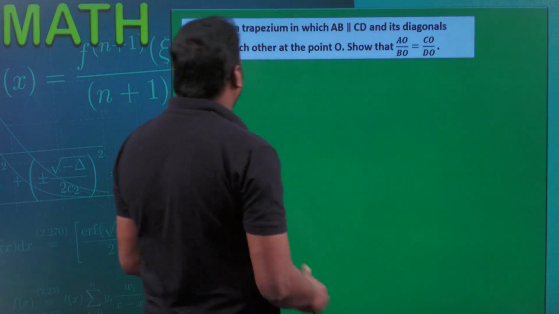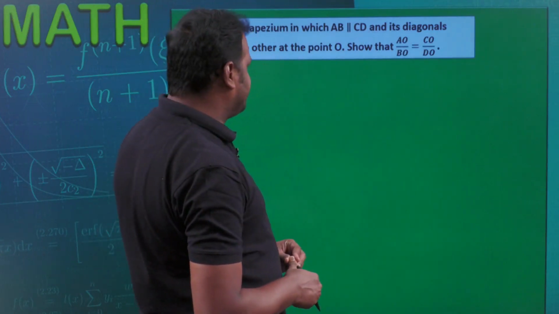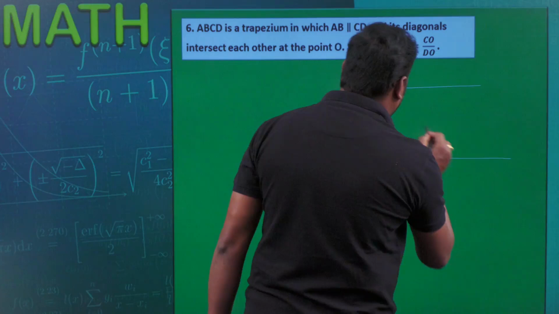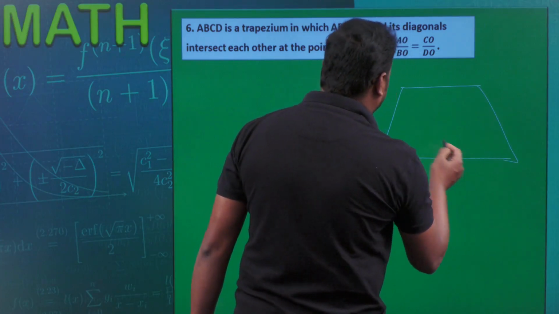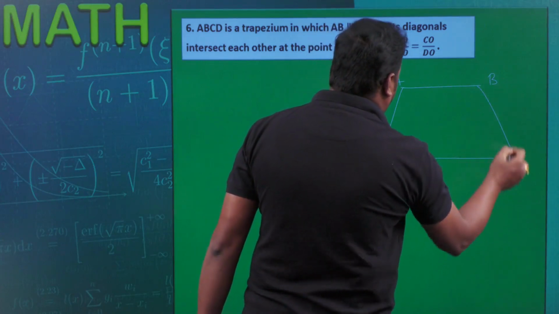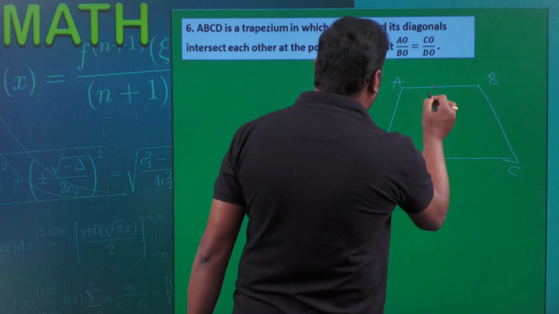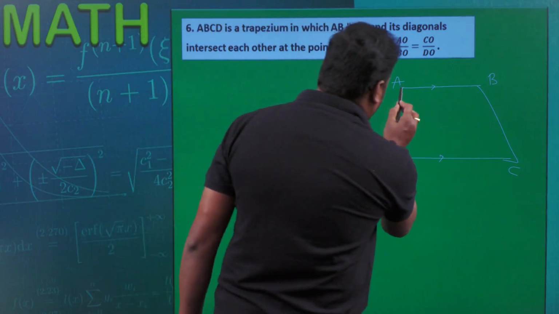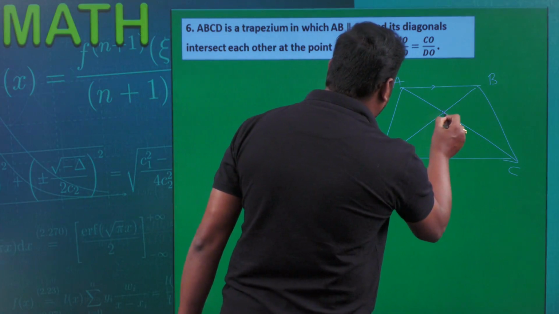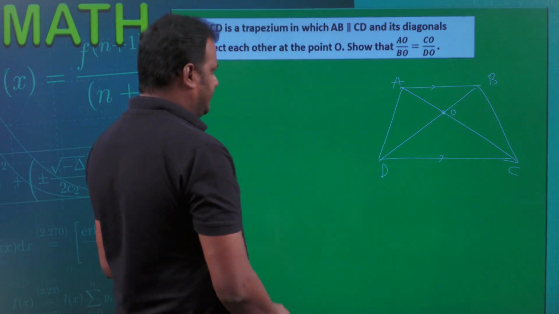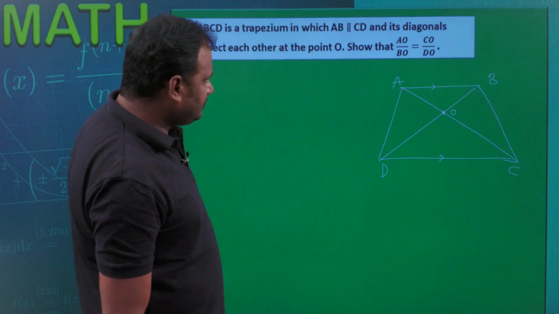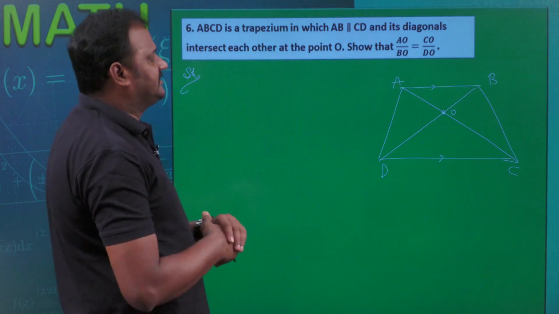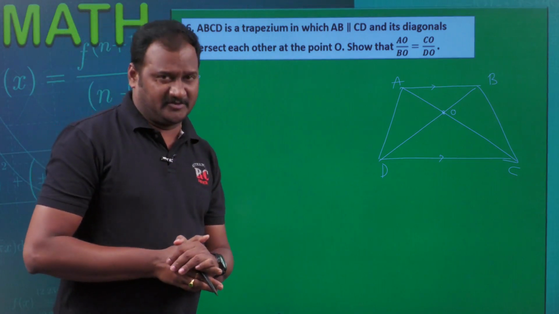Coming to the next problem, ABCD is a trapezium in which AB is parallel to CD. Let me draw one trapezium here. So this is one trapezium ABCD in which AB is parallel to DC and the diagonals intersect each other at a point O. These two are two diagonals intersect at a point O. Then show that AO by BO equal to CO by DO. This is one of the interesting problems. This is in fact exercise 6.2 9th problem.